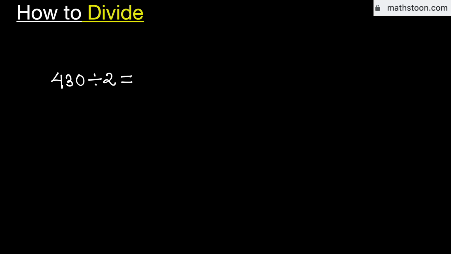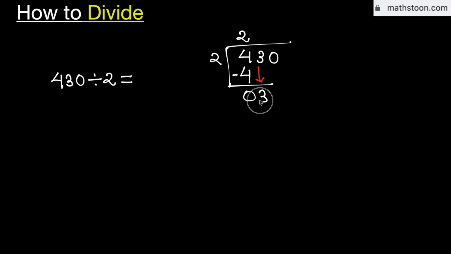In this video, let's learn how to divide 430 by 2 using the long division method. We know that 2 times 2 is equal to 4. Subtract, we get 0. Now this 0 is less than 2. That is why we need to bring down this adjacent 3 beside this number 0.